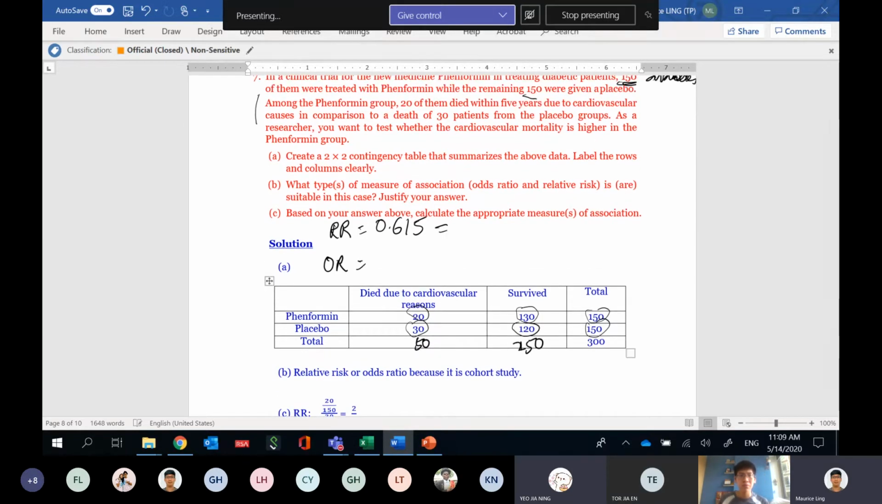Okay, relative risk, this is from 20 over 150 divided by 30 over 150. Actually, it's not 0.615, it's 0.67, because it's actually 20 divided by 30, it's 2/3. What? Okay, let me go back. How do you calculate the relative risk?